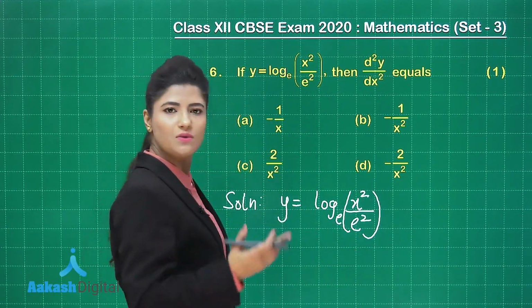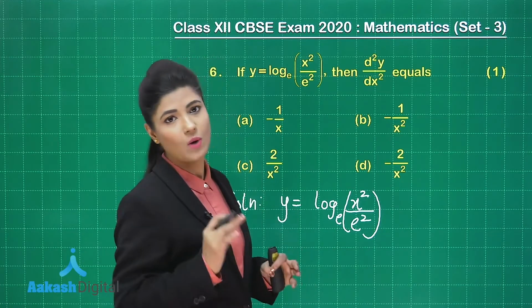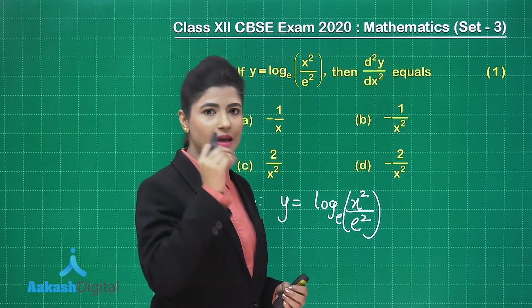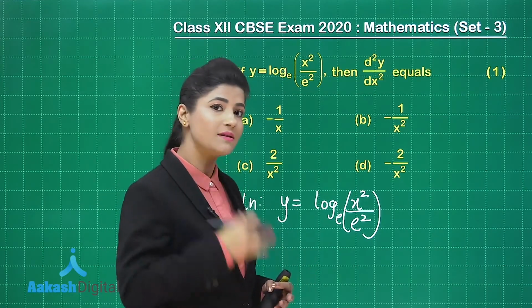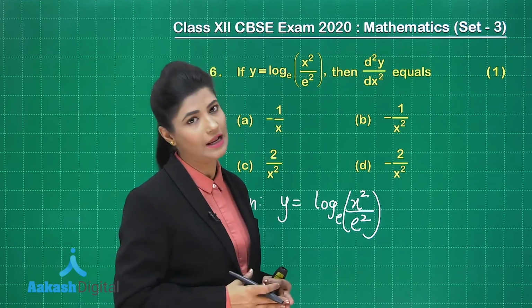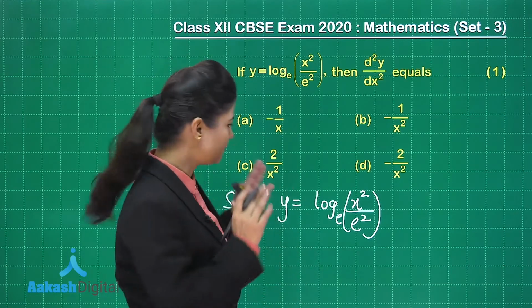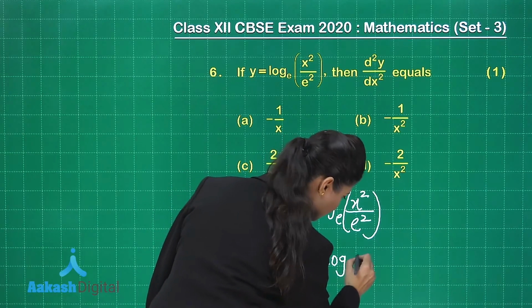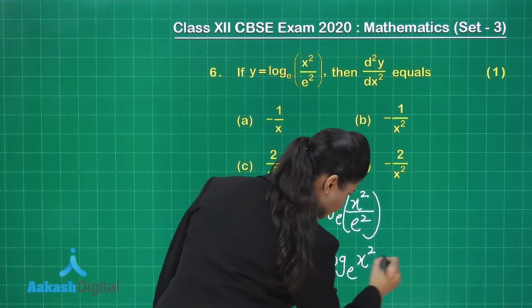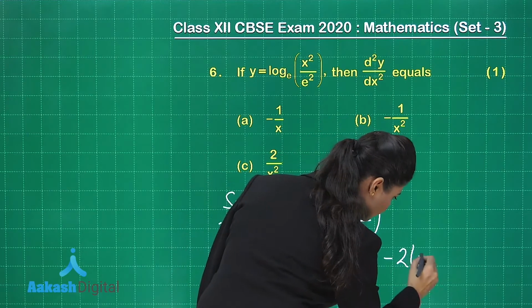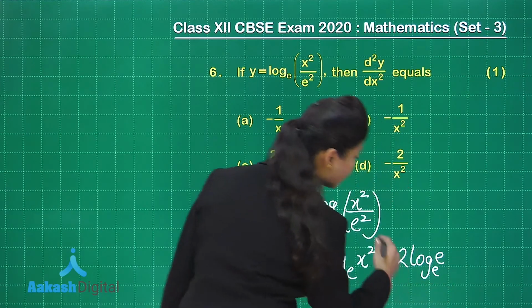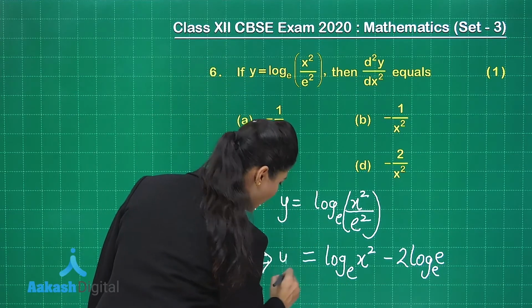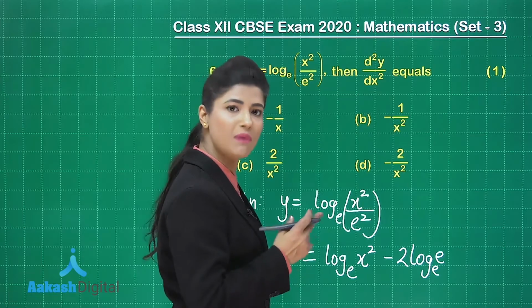So if we apply the basic rules of log, you know that log x upon y can be written as log x minus log y. Moreover, log a with base b, where a is raised to the power n, simplifies to n log a with base b. If we apply both the rules here, I'll clearly get log x square with base e minus 2 log e with base e, and you know that log e with base e is equal to 1. So ultimately I'll get the value of y equal to log x square with base e minus 2.